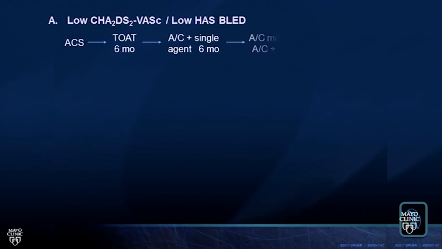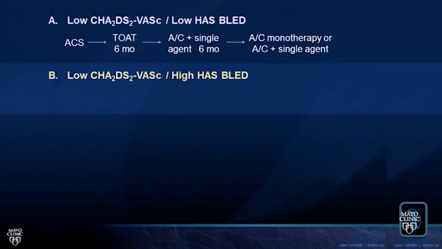So if you break down our patient who's presenting with ACS into 4 different categories, the first is a low CHA2DS2-VASc score and a low HAS-BLED score. And they've come with ACS and they have an absolute indication for anticoagulation. If they can tolerate TOAT for 6 months, that'd be fine. After that, we can change to anticoagulation plus a single agent for 6 months. And thereafter, we need to decide the therapy, either anticoagulation monotherapy or anticoagulation with a single agent. And this is all just expert opinion. There's no data to really drive a specific protocol.